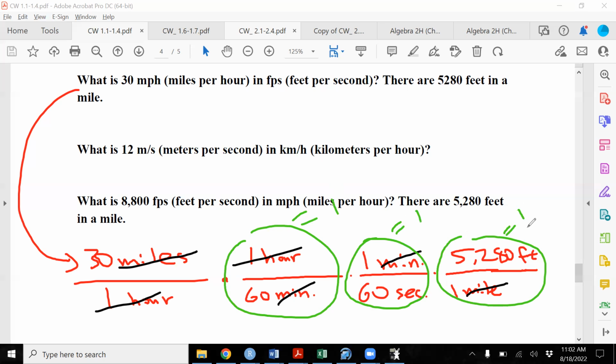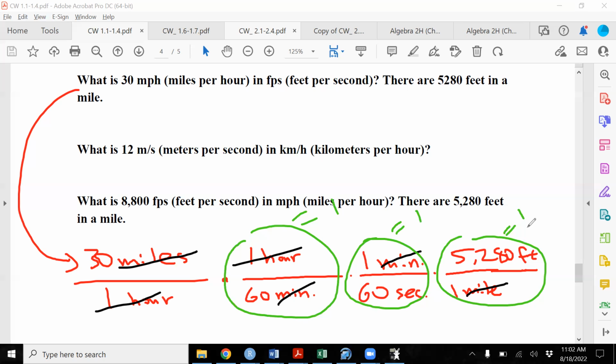What happens if you multiply something by 1? What's the answer? The same thing. That's all you're doing. You're multiplying this by 1 three times. Because think about it. Does 1 hour equal 60 minutes? Yeah. Does 1 minute equal 60 seconds? Yeah. Does 5,280 feet equal 1 mile? Trust me. Yeah. It equals 1.